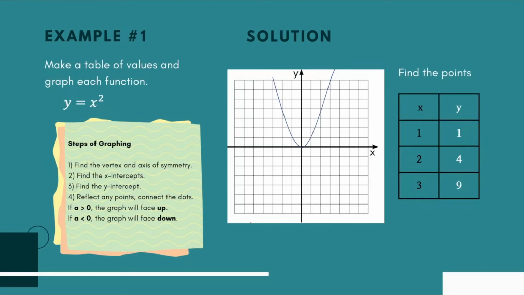The y-intercept is the point where the parabola crosses the y-axis. To find the y-intercept, plug x equals 0 into the equation. The final step now is to connect the dots.